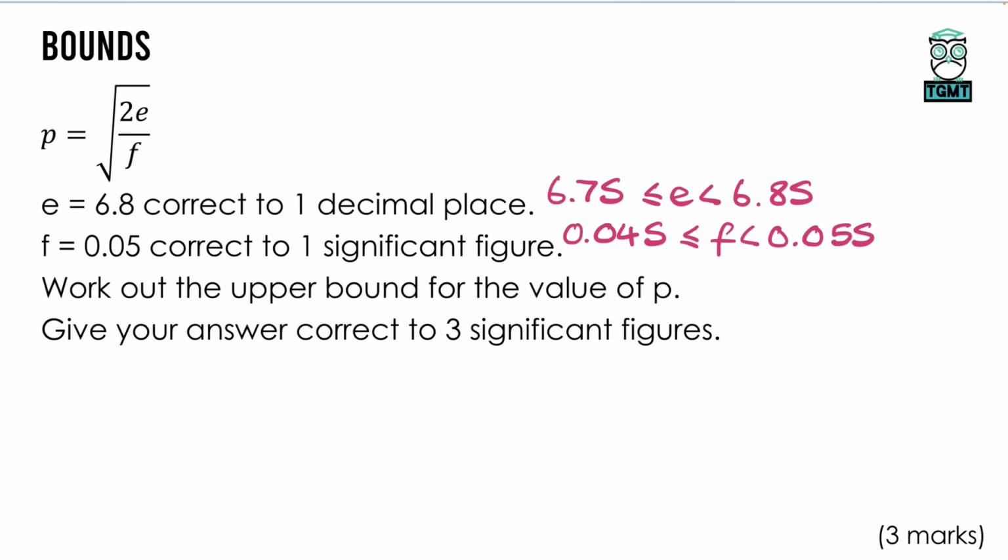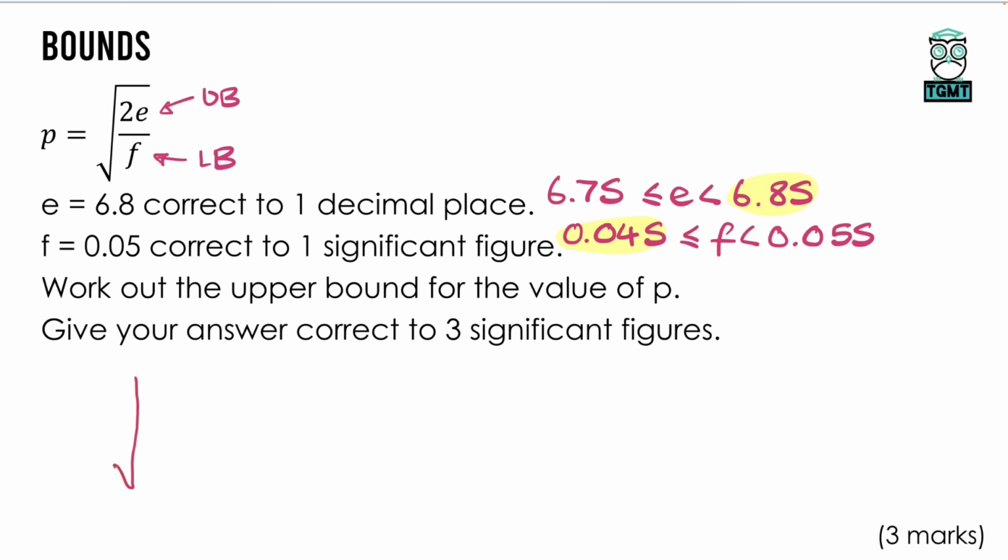It says here to work out the upper bound for the value of P. So to get the upper bound, which is the biggest possible answer, we want to have the biggest possible answer here on the top divided by the smallest on the bottom. So this will be the upper bound on the top and the lower bound on the bottom. So for E, we're going to use 6.85, and for F, we want the smallest possible answer, so 0.045. So all we need to do is type that into our calculator.